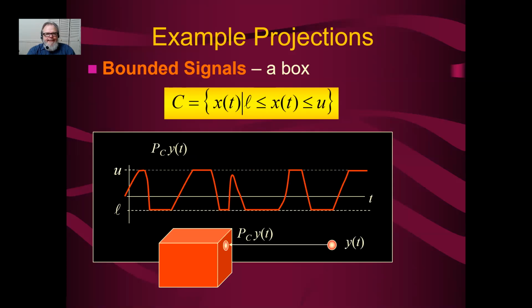And just like in the three-dimensional case that we considered, we can always think of this as a projection of y of t onto a box, except this box is in a very high dimensional space. It's something that we can't visualize, but we can visualize it in 2 and 3 dimensions, and that helps us to understand what is happening here. So we project it onto a box.